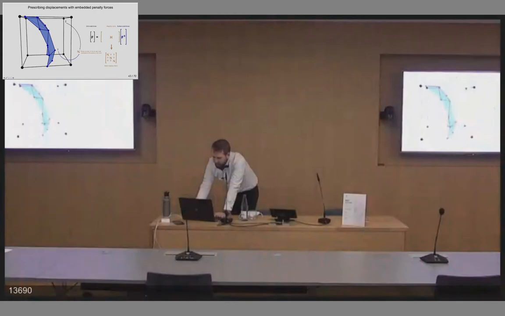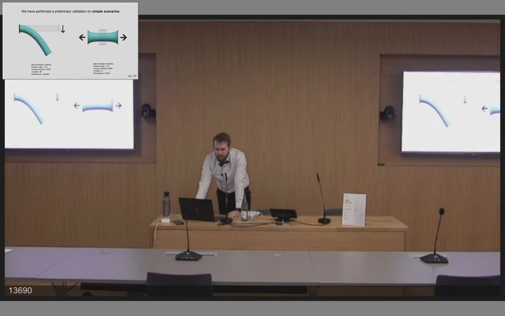Now, we've tried a preliminary validation on simple scenarios. First, a typical cylindrical beam that is attached at one end and has traction on the other end. And again, cylinders that now do not have pressure traction but have displacement impositions so that they stretch out to about 3 times their original length. So let's start with the bending cylinders.